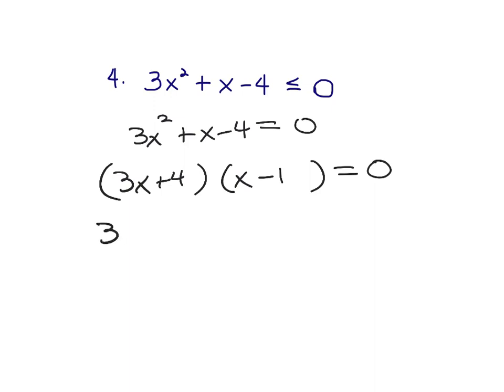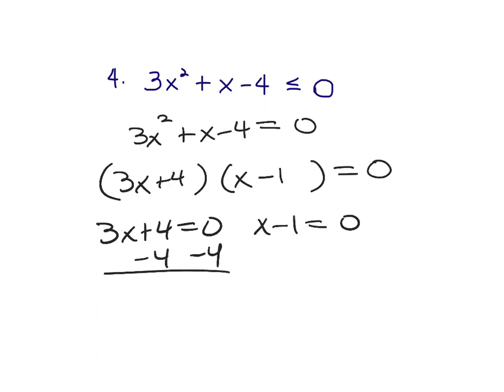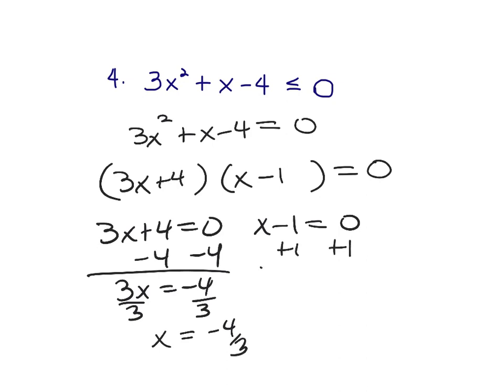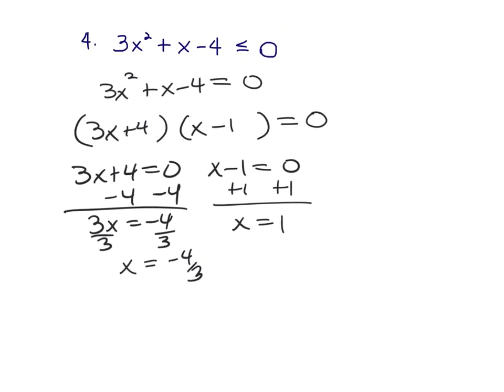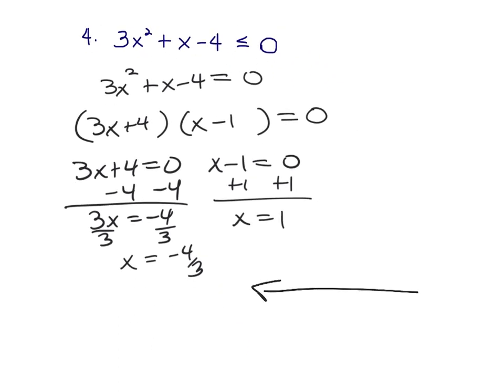All right, so now set each of the binomials equal to 0. We need to find out where we're going to break our intervals up. Divide by 3. X is equal to negative 4/3. And x is equal to positive 1. So again, let's see. Here's my number line. Negative infinity, positive infinity. Again, you're putting your two solutions least to greatest. So I'm writing the negative 4/3 first.